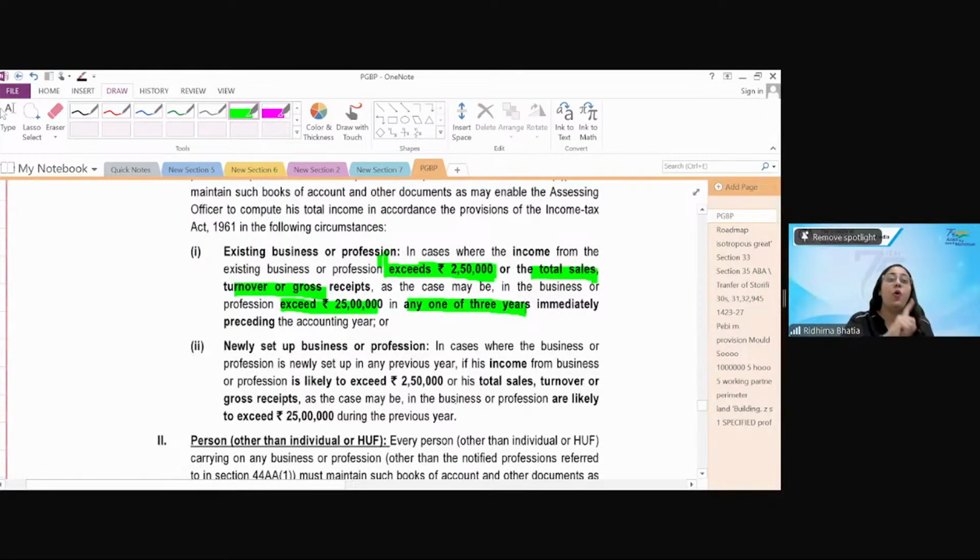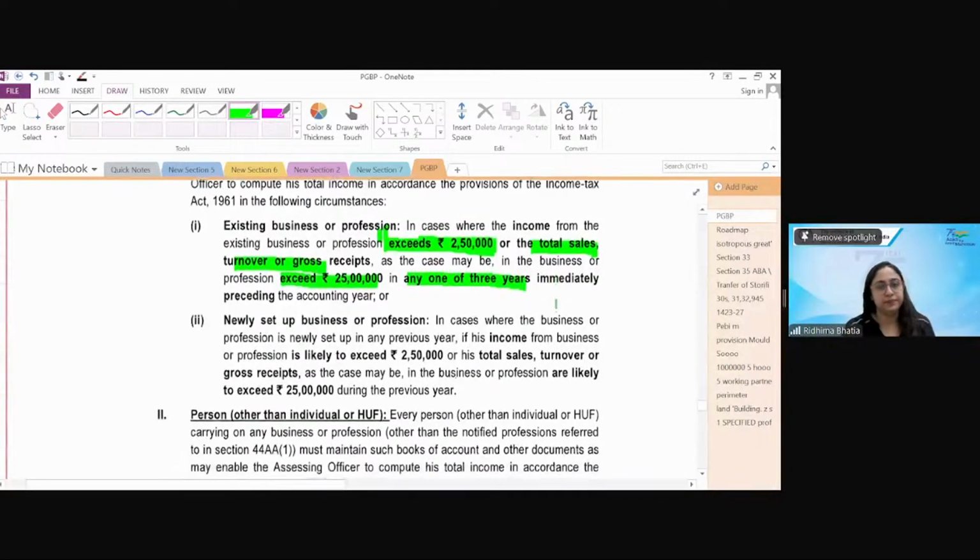For 6F's applicability, all the 3 years have to be seen. But now we are talking about individual HF either in business or non-specified profession. In that case, whether you have to maintain books of account, yes or no, lies on seeing the turnover or the gross receipts. If it crosses 25 lakhs in any of the 3 years, yes. If 25 lakhs is not crossed, but business income exceeds 2,50,000 in any 1 of the 3 years, yes. And newly business may likely to exceed in the current year.